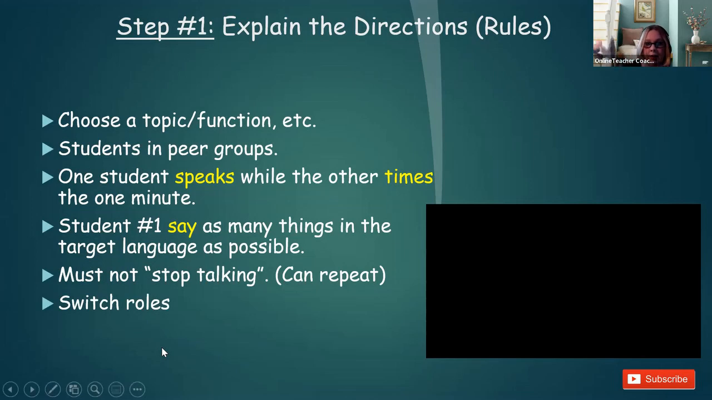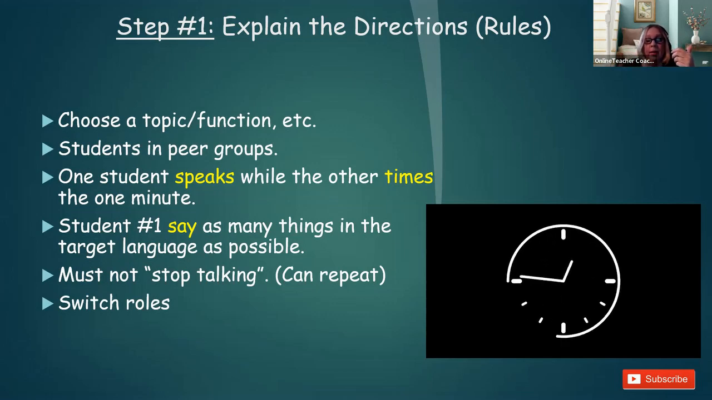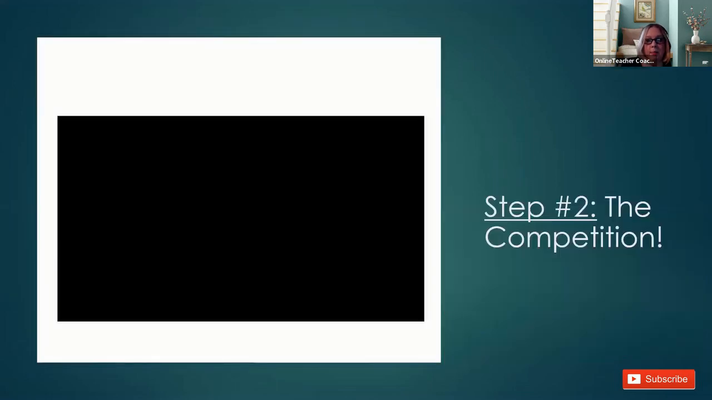And then the person's got a score, right? So student number 1 maybe said 25 things in a minute. You're going to switch roles. So now student number 2 is going to talk, and student number 1 is going to time them and count for them. So I always tell them, get your, or maybe the teacher can time them. That works too, right? So let's say that's step 1.